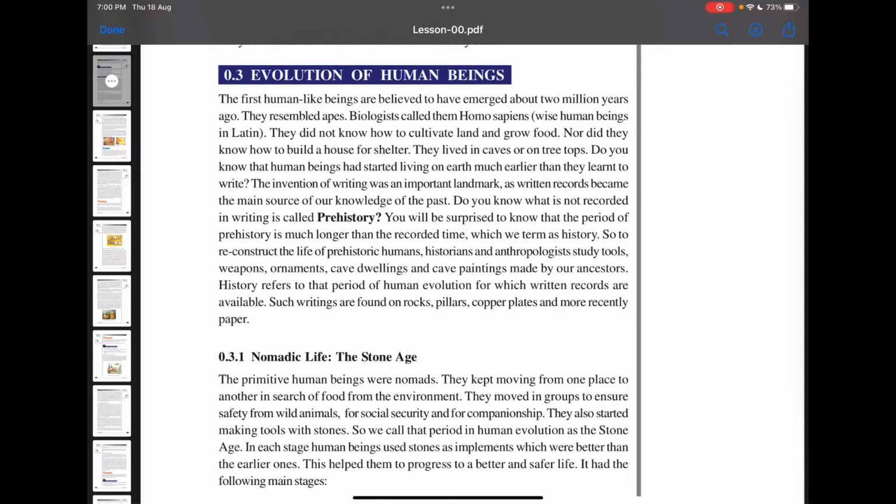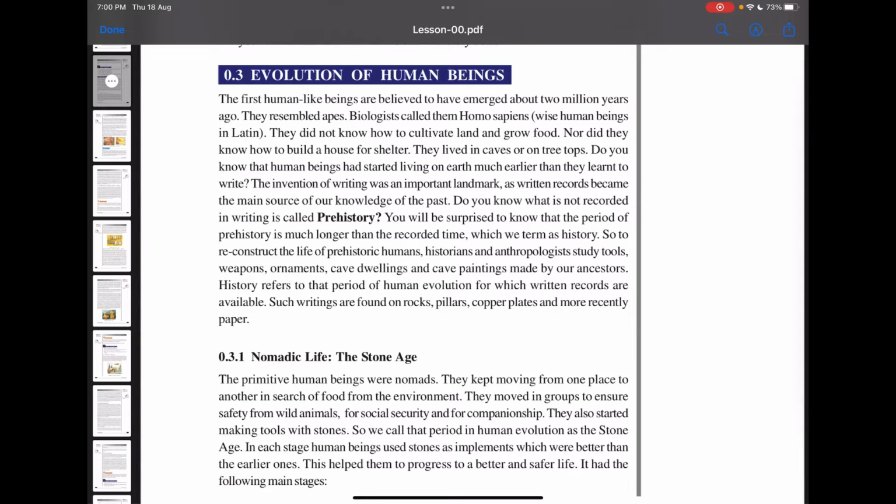They did not know how to cultivate land and grow food, nor did they know how to build a house for shelter. They lived in caves or on treetops. Do you know that human beings had started living on the earth much earlier than they learned to write?